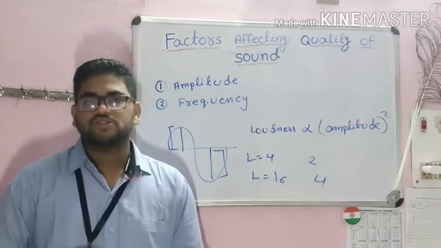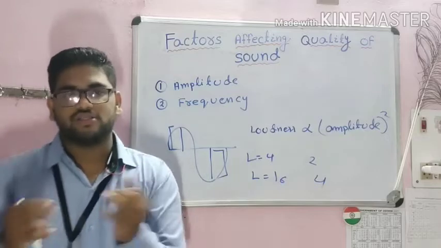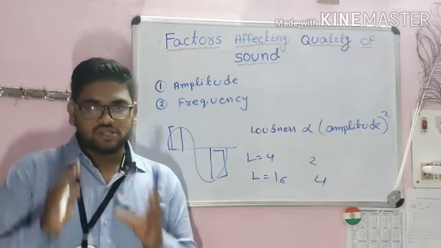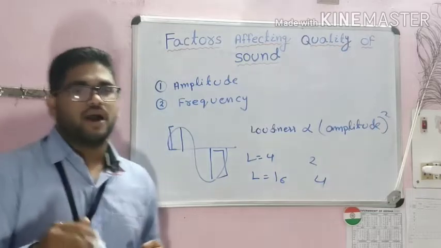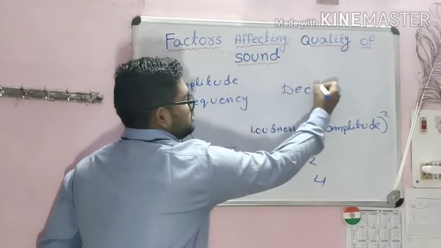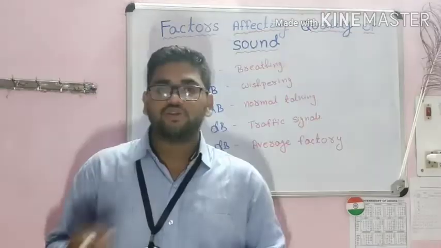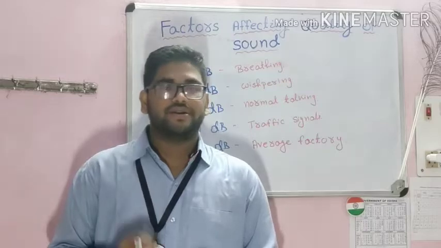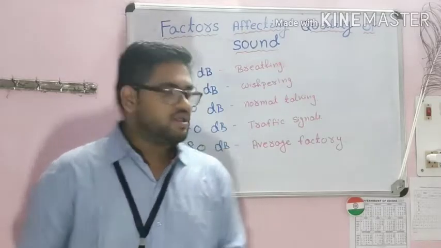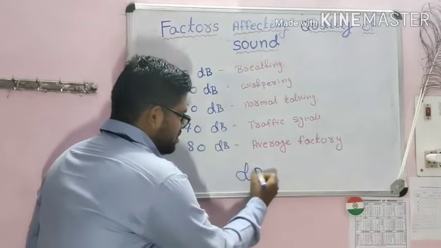So what is the measurement of loudness? How can we say whether this sound is louder and this is not louder? This loudness is measured by decibel. D-E-C-I-B-E-L, decibel. It is written as dB. Loudness is measured by the decibel unit. So the symbol is small d and capital B.